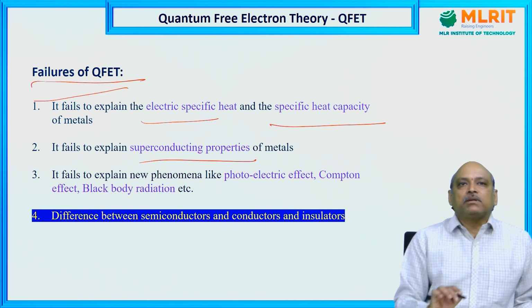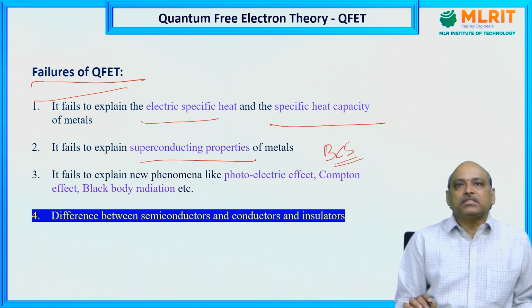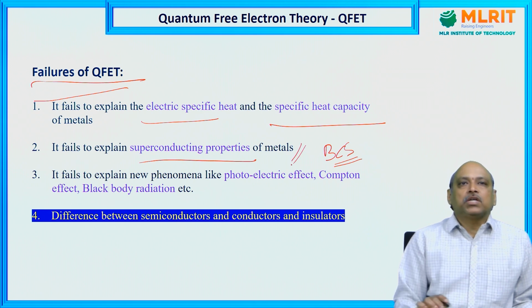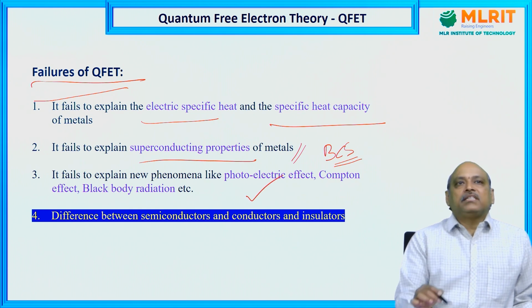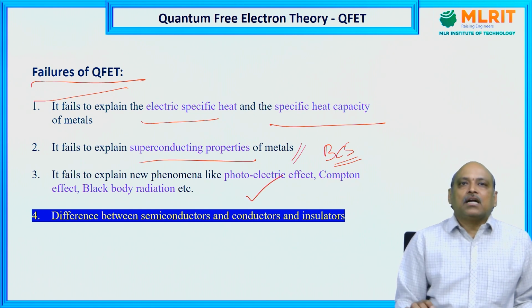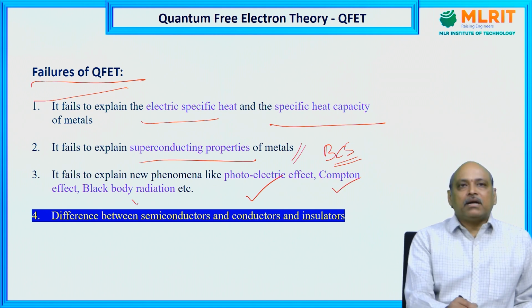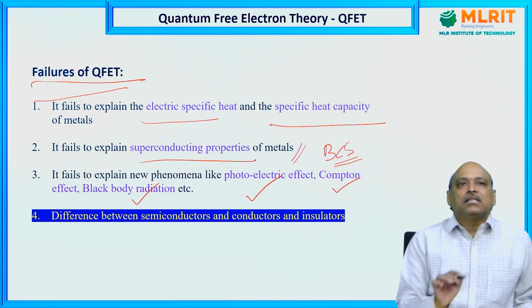If you want to explain superconductivity, nowadays we use a theory called BCS theory. It is a separate theory. Only by using that can we explain the superconductivity phenomenon. Quantum free electron theory cannot be used to explain the superconductivity of a metal. And a very important thing is that this theory is also unable to explain the photoelectric effect, the Compton effect and black body radiation. These three cannot be explained by using this theory.